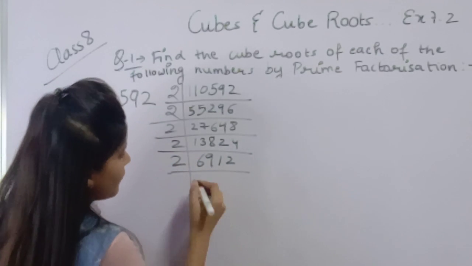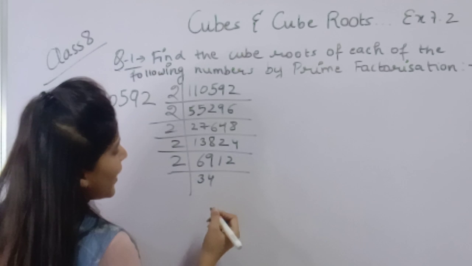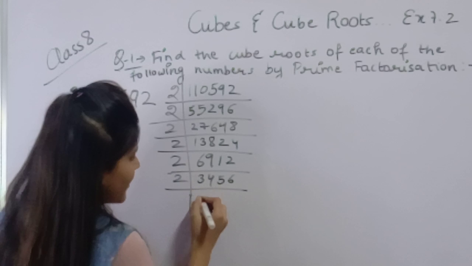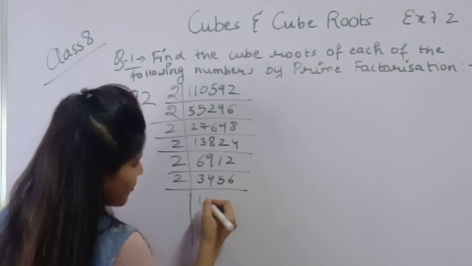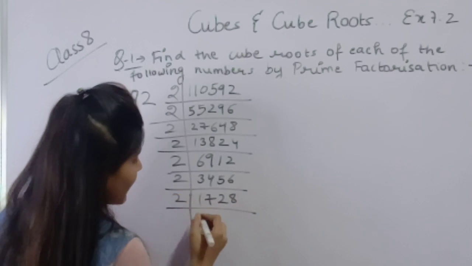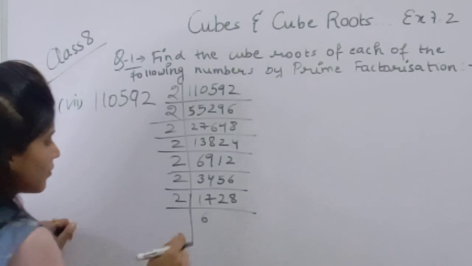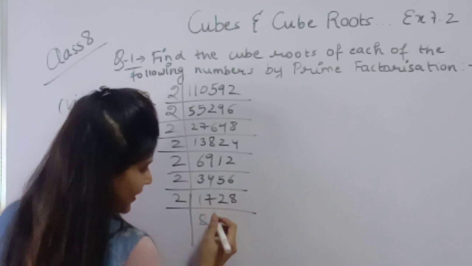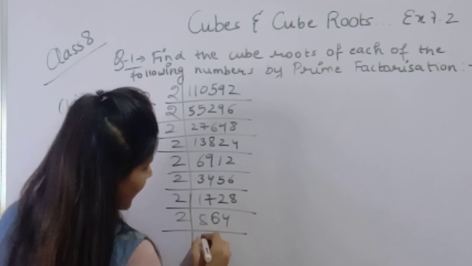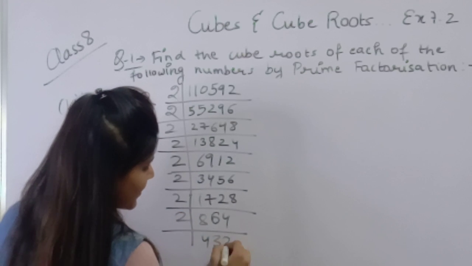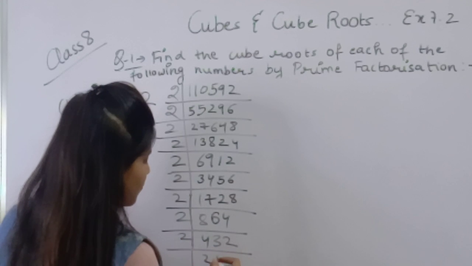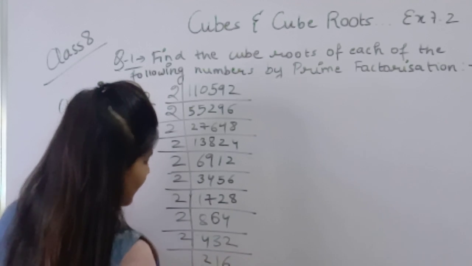Again 2 3s are 6, 2 4s are 8, 2 5s are 10, 2 6s are 12. Again 2 1s are 2, 2 7s are 14, 2 2s are 4, 2 8s are 16. Sorry, 2 8s are 16, 2 6s are 12 and 2 4s are 8. Again 2 4s are 8, 2 3s are 6, 2 2s are 4. Again 2 2s are 4, 2 1s are 2, 2 6s are 12.